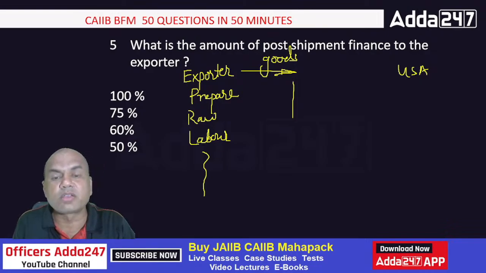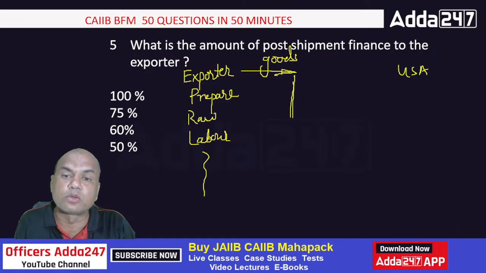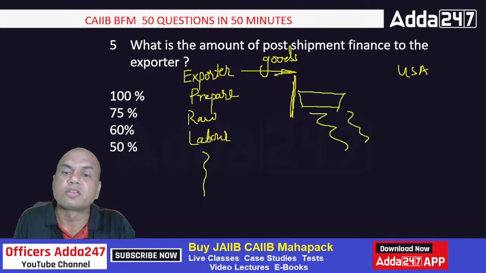So the amount given for these expenses for manufacturing up to the time it is loaded on the ship. See this, it will be loaded on the ship. This is a sea. Okay. So the goods will be loaded. Up to the time they are loaded on the ship, this is known as pre-shipment.